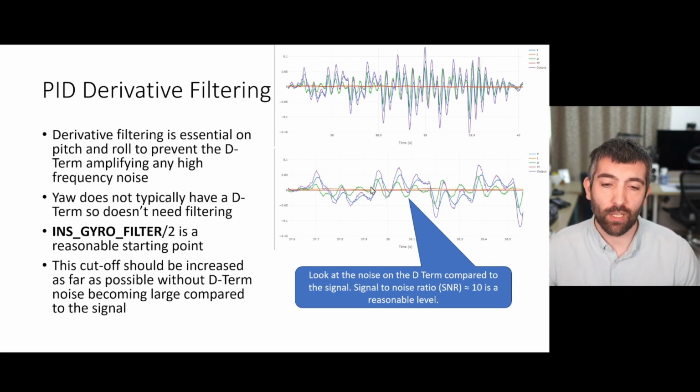So you can increase the D term low pass filtering, FLTD, a little bit, as long as the high frequency noise component is still staying less than about 10% of the low frequency signal component.